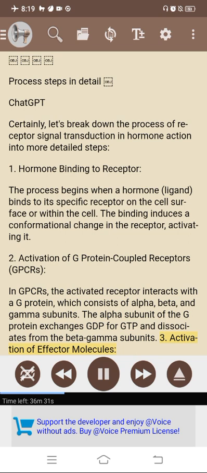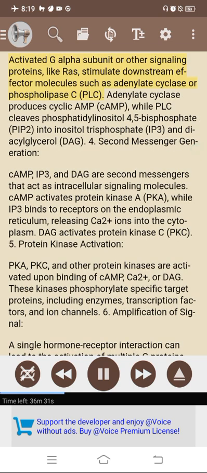3. Activation of effector molecules. The activated G alpha subunit or other signaling proteins, like Ras, stimulate downstream effector molecules such as adenylate cyclase or phospholipase C (PLC). Adenylate cyclase produces cyclic AMP (cAMP), while PLC cleaves phosphatidylinositol 4,5-bisphosphate (PIP2) into inositol trisphosphate (IP3) and diacylglycerol (DAG). 4. Second messenger generation. cAMP, IP3, and DAG are second messengers that act as intracellular signaling molecules. cAMP activates protein kinase A (PKA), while IP3 binds to receptors on the endoplasmic reticulum, releasing Ca2+ ions into the cytoplasm. DAG activates protein kinase C (PKC).